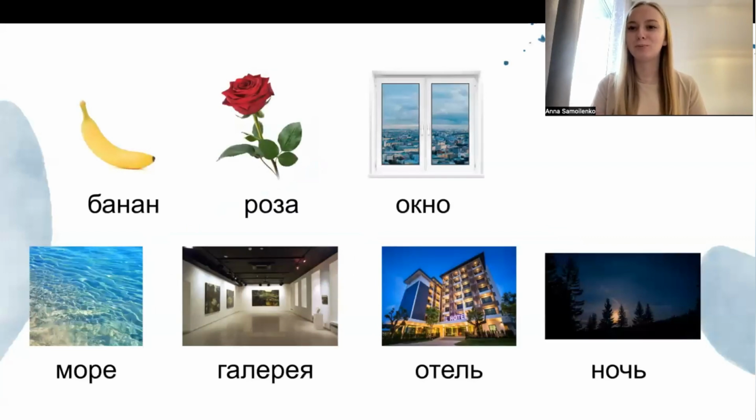So let's do the first exercise. As I said, today we will practice a lot. I propose you just guess the gender. You have 7 words and you have to understand what the gender of these words is. Even if you don't know the translation, it's absolutely okay right now, just guess. I also put these words with pictures so it can help you understand the meaning of these words.